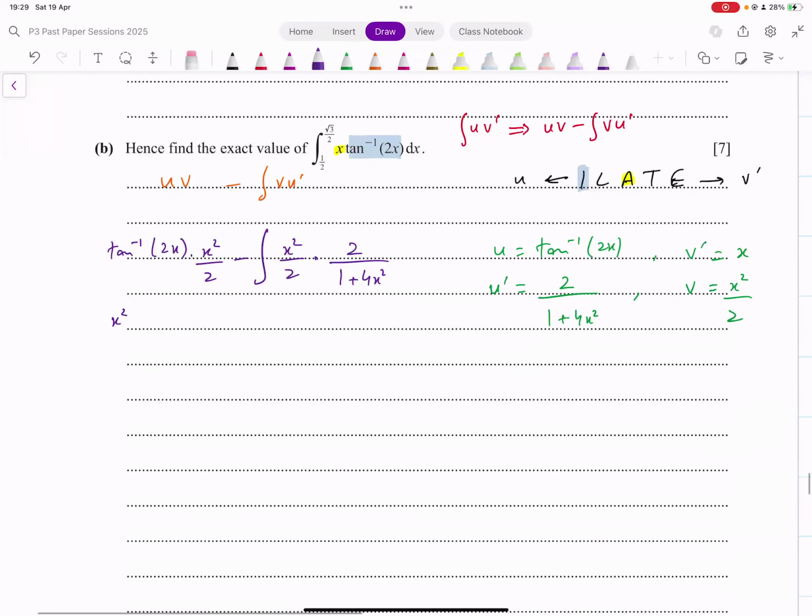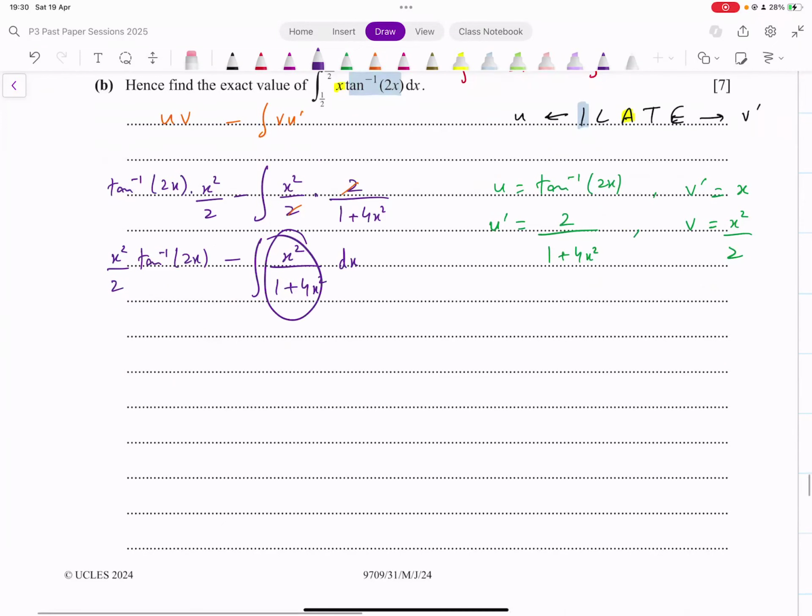We're getting x squared over 2. Forget about the limits for now. We will integrate everything and then we'll input limits at the very end. Okay. So we have x squared over 2 into tan inverse of 2x minus, 2 and 2, they get cancelled, integration of x squared divided by 1 plus 4x squared. And now the question is, how do we integrate this fraction? X squared over 1 plus 4x squared, how can we integrate this?